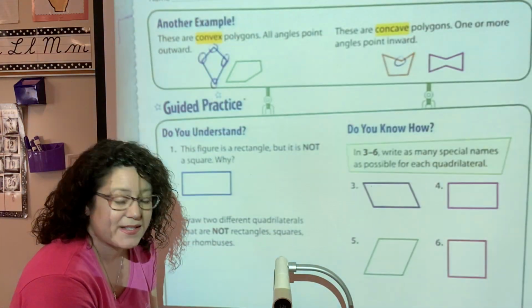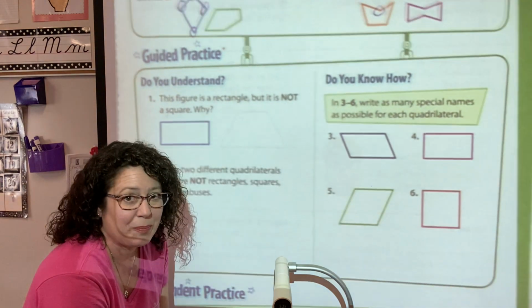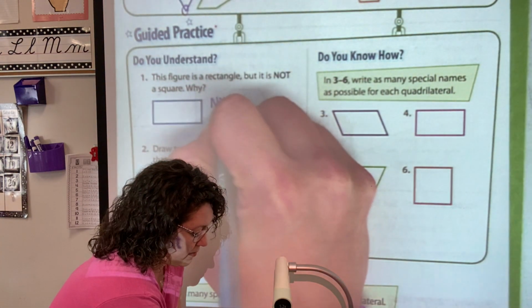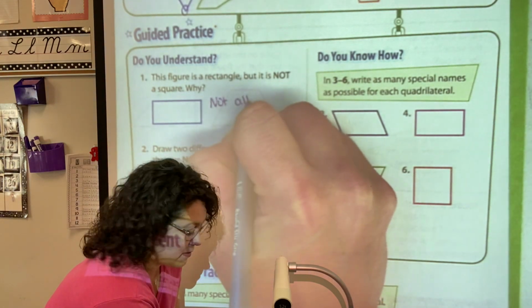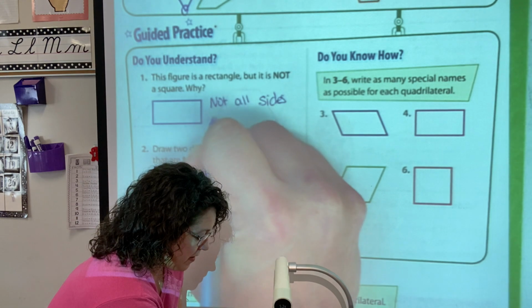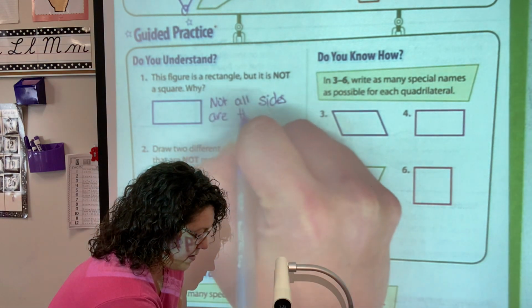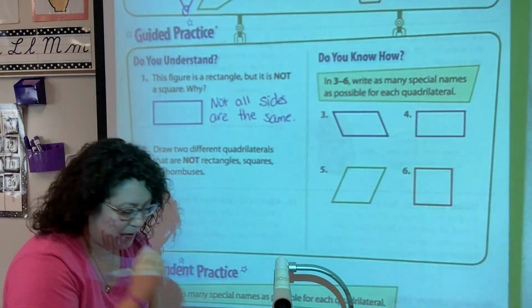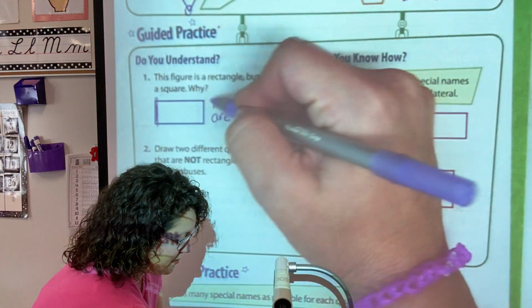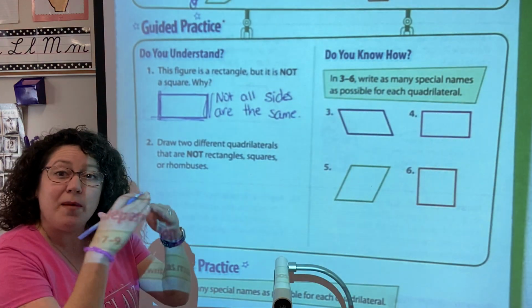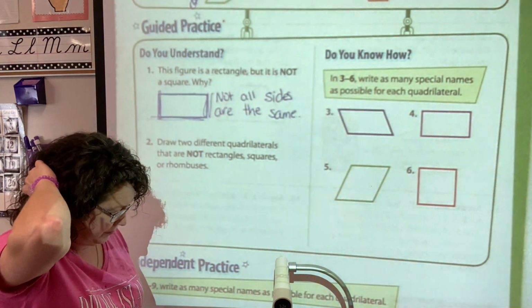Okay, are all the sides the same length there? Nope. Not all sides are the same. Okay. These two sides are the same. And those two sides are the same, but they have to all be the same length to be a square.